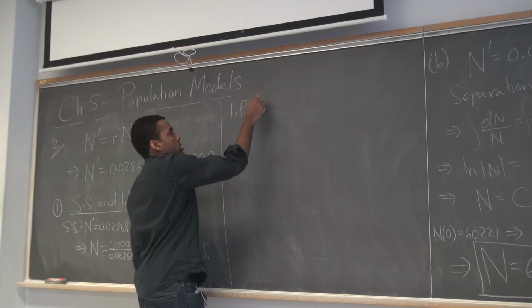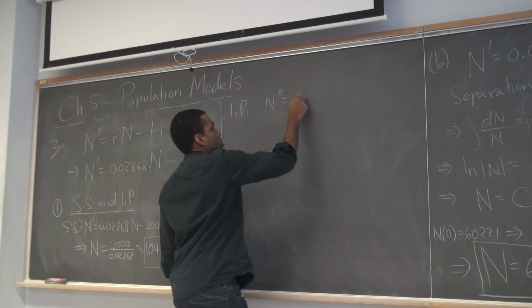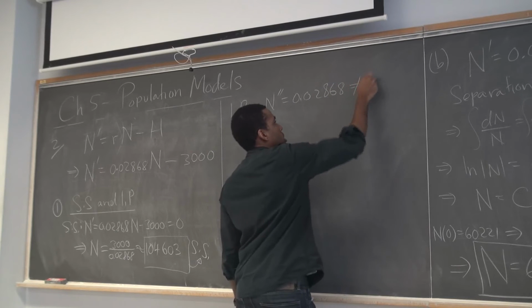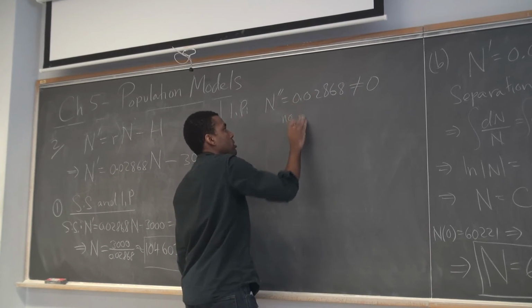Inflection point, second derivative is equal to 0.02868, which is not 0, so we know we have no inflections.